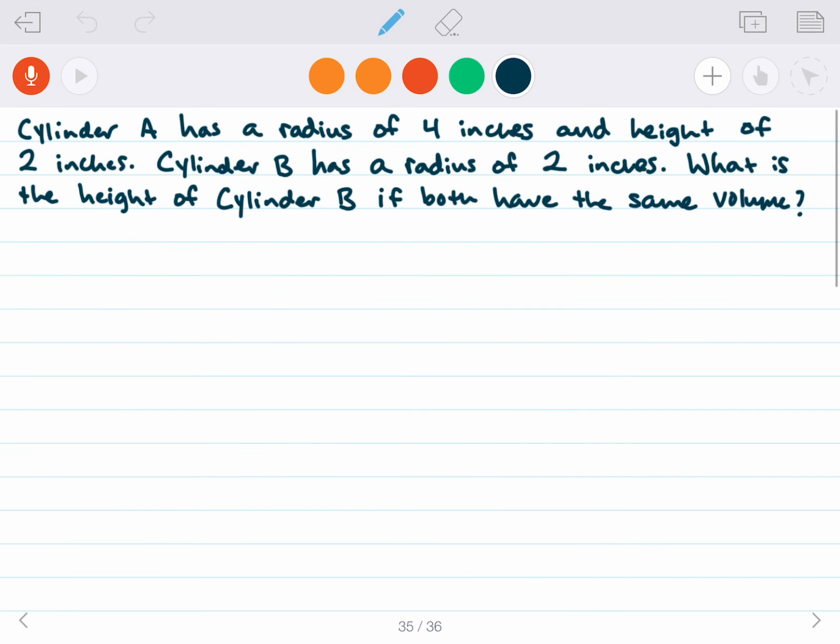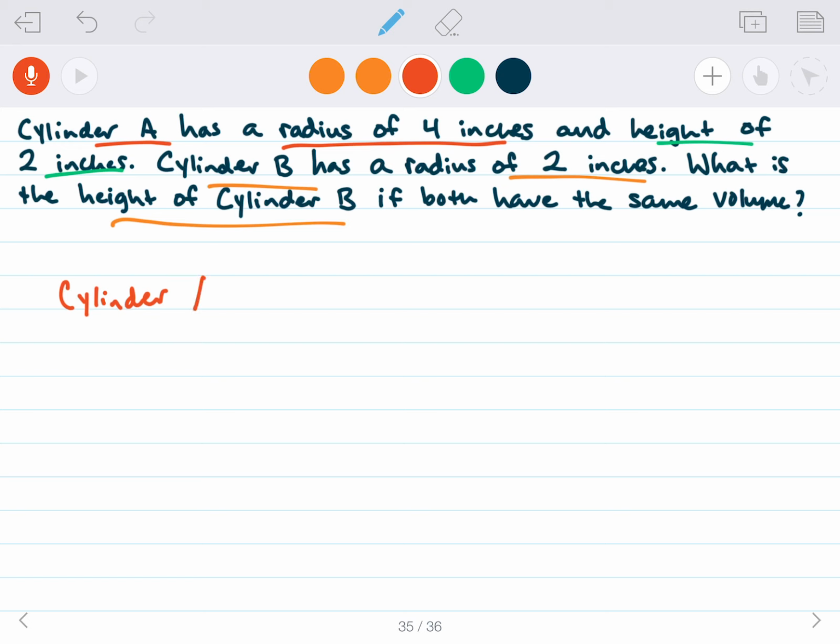Alright, let's do one more problem. Cylinder A has a radius of 4 inches and a height of 2 inches. Cylinder B has a radius of 2 inches. What is the height of cylinder B if they both have the same volume? So let's write down what we know. So we got cylinder A over here, and he has a radius of 4 inches, and he's 2 inches high. So let's do a little sketch.